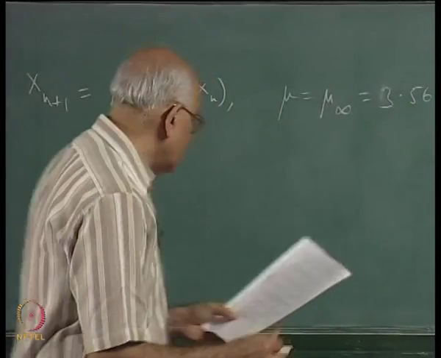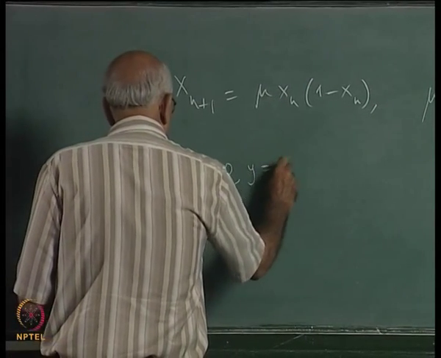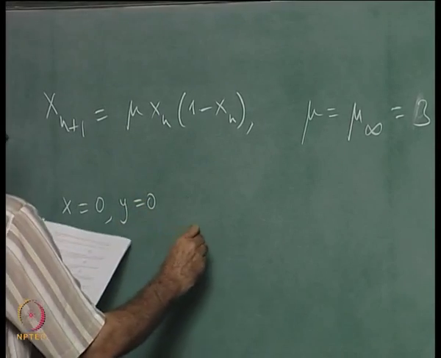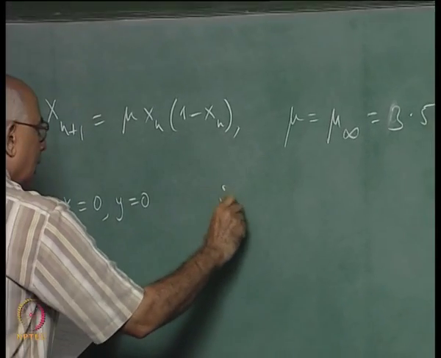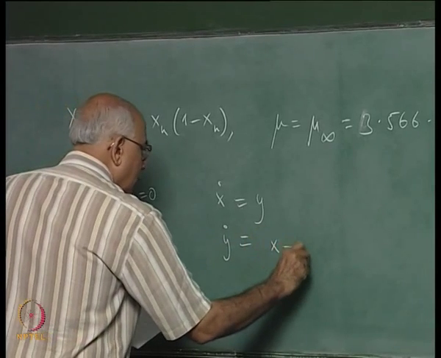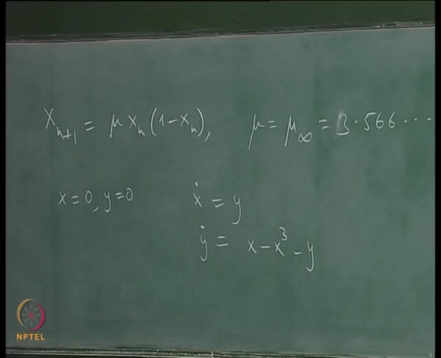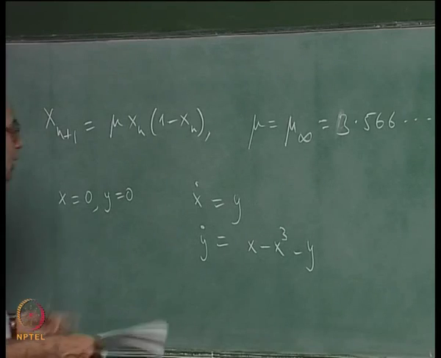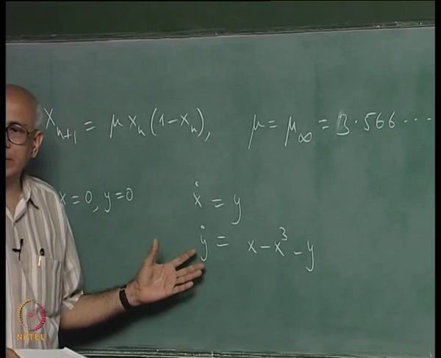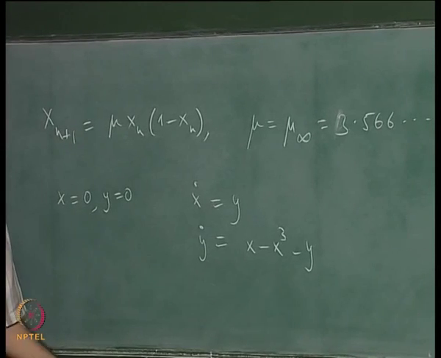The next question: the origin x equal to 0, y equal to 0 is a global attractor for the system given by x dot is y and y dot is x minus x cubed minus y. This statement is false. What sort of system is this? Can we think of a physical system which has this set of equations? Yes, there is damping.